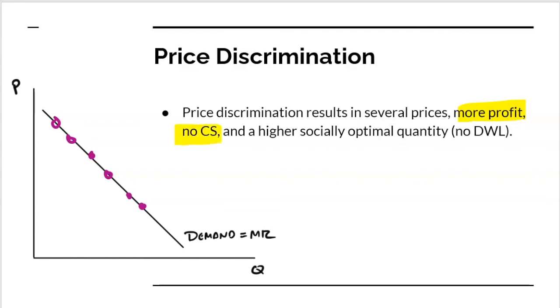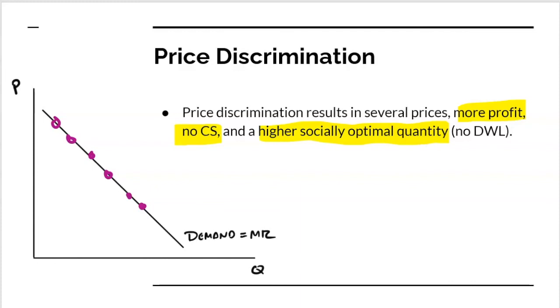And because of that, there is no consumer surplus, because the firm is just going to charge the buyer's max to every single individual consumer. And because of that, there's a higher socially optimal quantity. In other words, if firms can price discriminate, there is no deadweight loss.